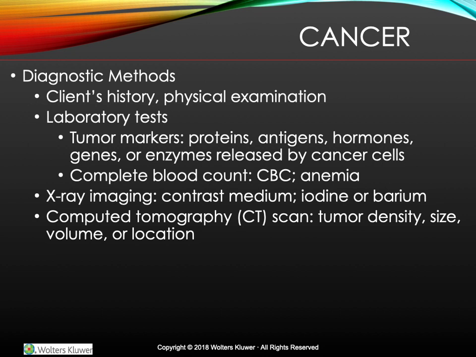cancer cells. Looking at a CBC, we're going to be looking at that H&H and that RBC. Also going to look at the number of platelets as well, because we're going to determine if the patient's at risk for bleeding, because some cancers affect the bone marrow, as we've talked about. Going to do a variety of x-rays, including CT scans. We can inject iodine or barium. We can do tumor density tests as well to determine location and size of the tumor.